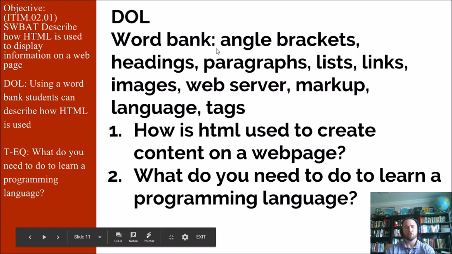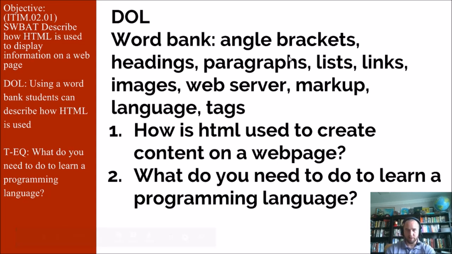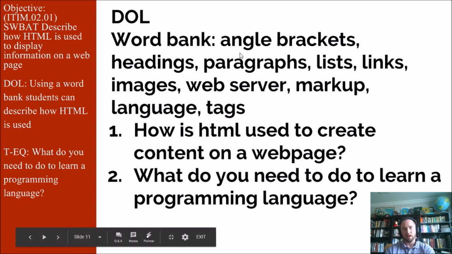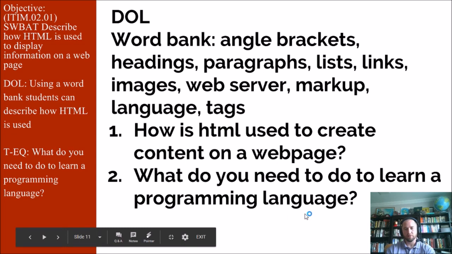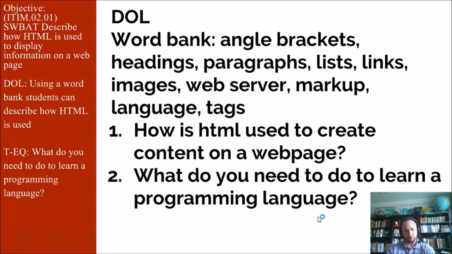So for you auditory learners here, I want you to look at this word bank. Try to use these words to answer the 2 questions. Words are angle brackets, headings, paragraphs, lists, links, images, web server, markup, language, tags. First question. How is HTML used to create content on a web page? Number 2, what do you need to do to learn a programming language?